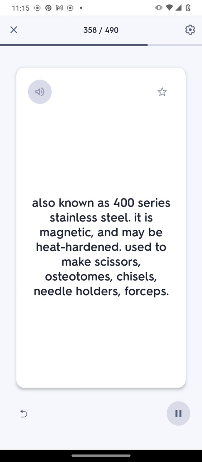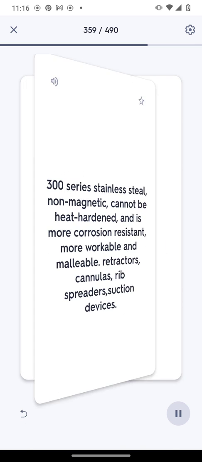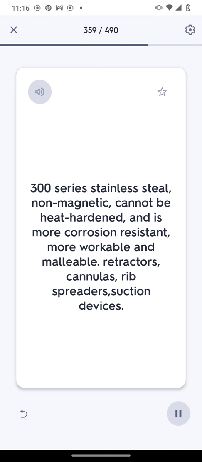Martensitic stainless steel, also known as 400 series stainless steel. It is magnetic and may be heat hardened, used to make scissors, osteotomes, chisels, needle holders, forceps. Austenitic stainless steel, 300 series, non-magnetic, cannot be heat-hardened, and is more corrosion-resistant, more workable and malleable. Used for retractors, cannulas, rib spreaders, suction devices.